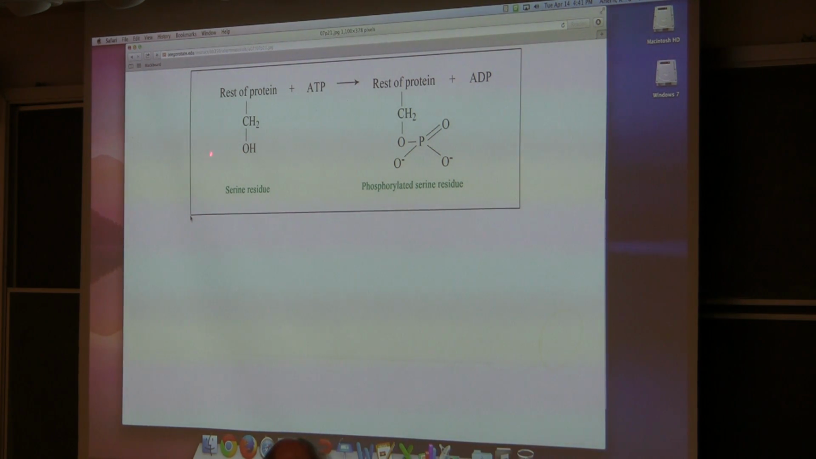So this reaction that you see on the screen would be catalyzed by a kinase. And this reaction is very common. You'll see that here's phosphate on ATP. And ATP is donating not only a phosphate, but also energy for this reaction to occur.